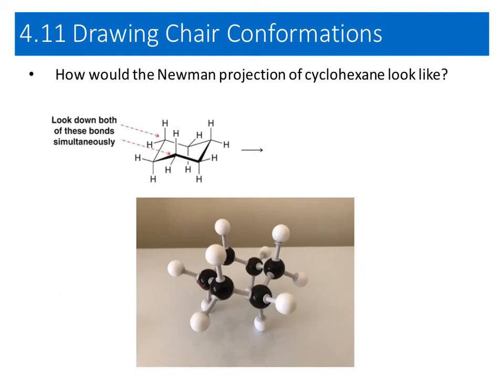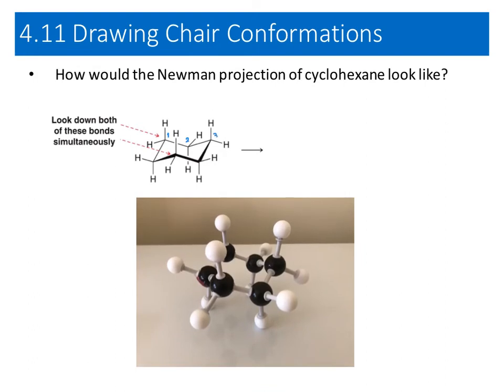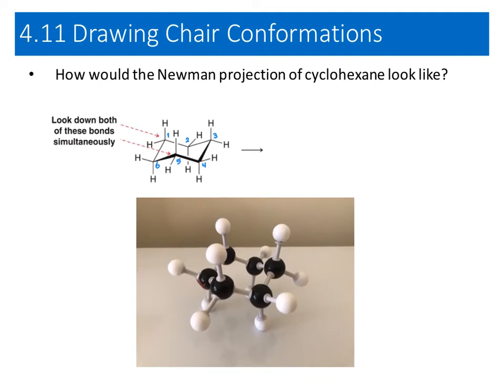Let's draw a Newman projection for chair conformation. To draw the Newman projection, we need to look through 2 carbons here. So let's number all the carbons in this structure. This is carbon 1, 2, 3, 4, 5, and 6. To draw the Newman projection, we need to basically stand in this position and look through C1, C2, and C5, C4 bonds.